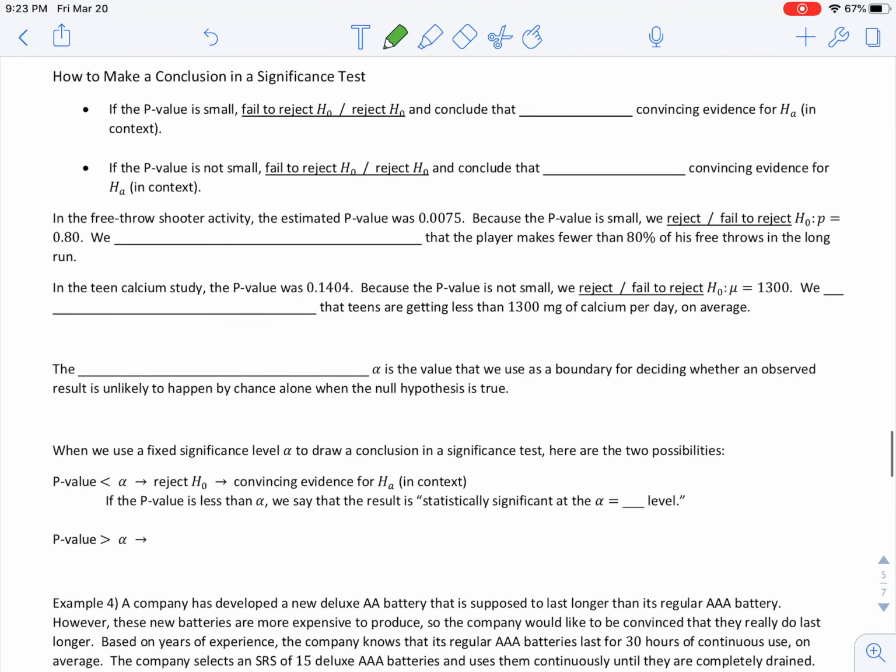So again, if your p-value is small, you end up saying that you are going to reject the null hypothesis, and you're going to conclude that there is convincing evidence for the alternative. And you're going to put it in the context of the problem, as always. If it's not small, you're going to fail to reject the null hypothesis and conclude that there is not convincing evidence for your alternative.